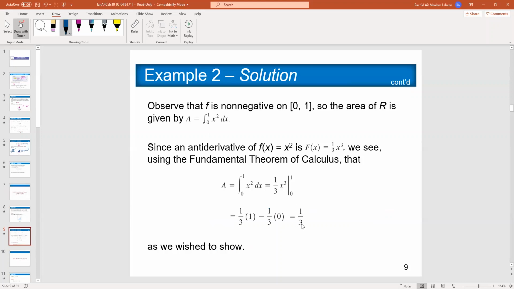So 1/3 here, of course, you take the antiderivative and you substitute 1 and 0. Here f of b minus f of a, right, which is 1/3 times 1 minus 1/3 times 0, because b here is 1 and a here is 0, you get 1/3 for that region R.